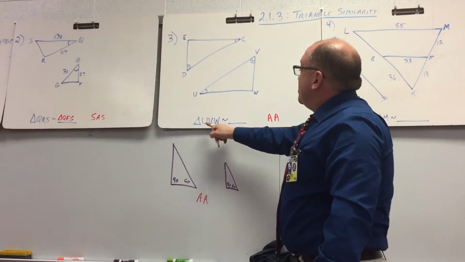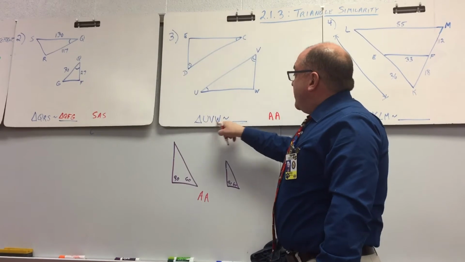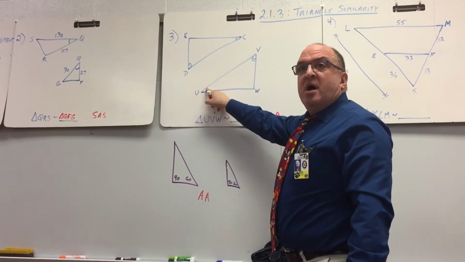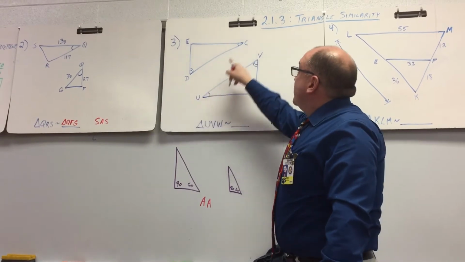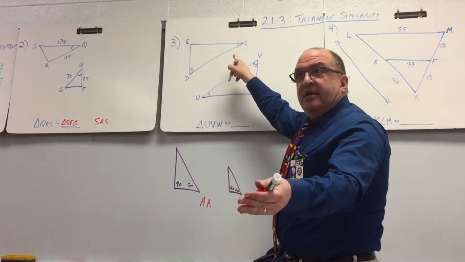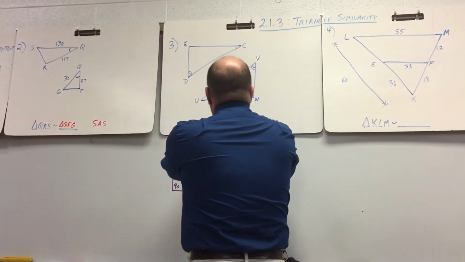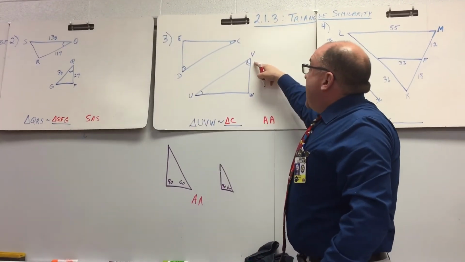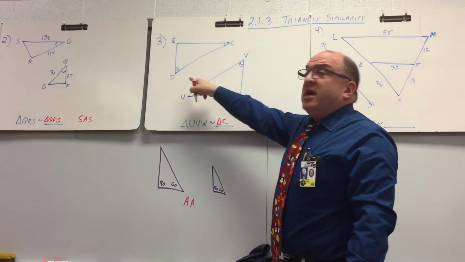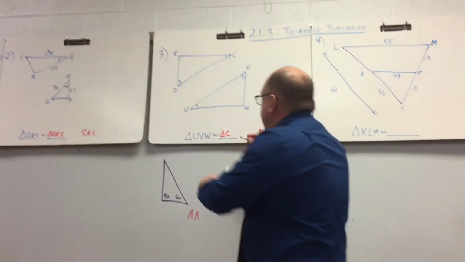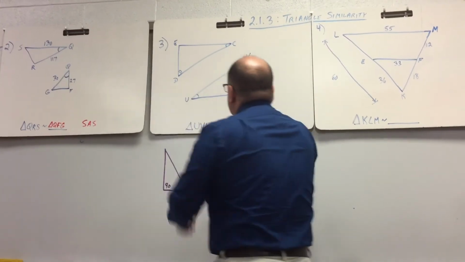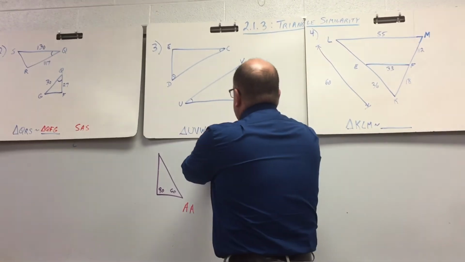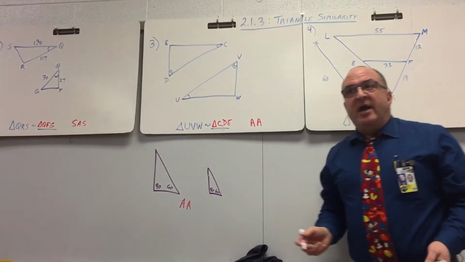Over here, UVW is similar to what? You see how U has the 1 mark here, right? Where's the 1 mark here? C, right? V has the 2 marks. Which angle has the 2 marks? D. And the other one, of course, is going to be E. That's how you do this, okay?